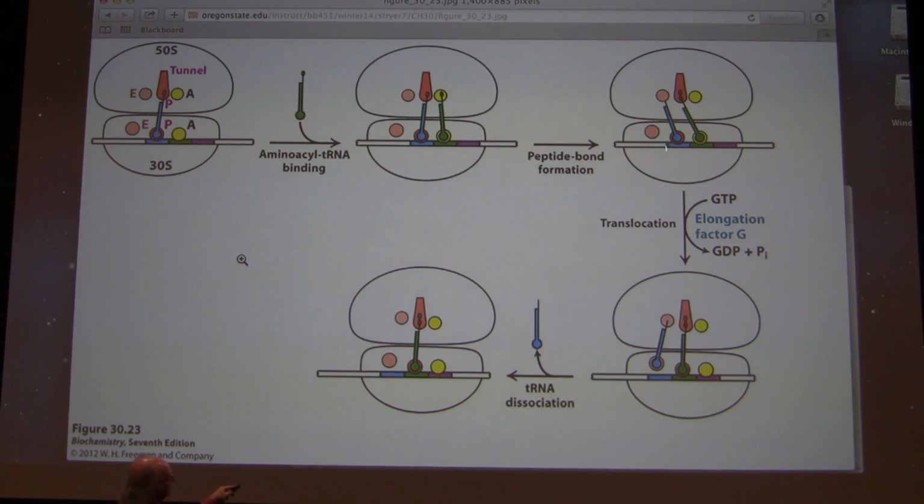Here it's halfway in the P site, in the E site. Here it's fully in the E site. This guy was halfway in the P site and halfway in the A site. Now it's fully in the P site.